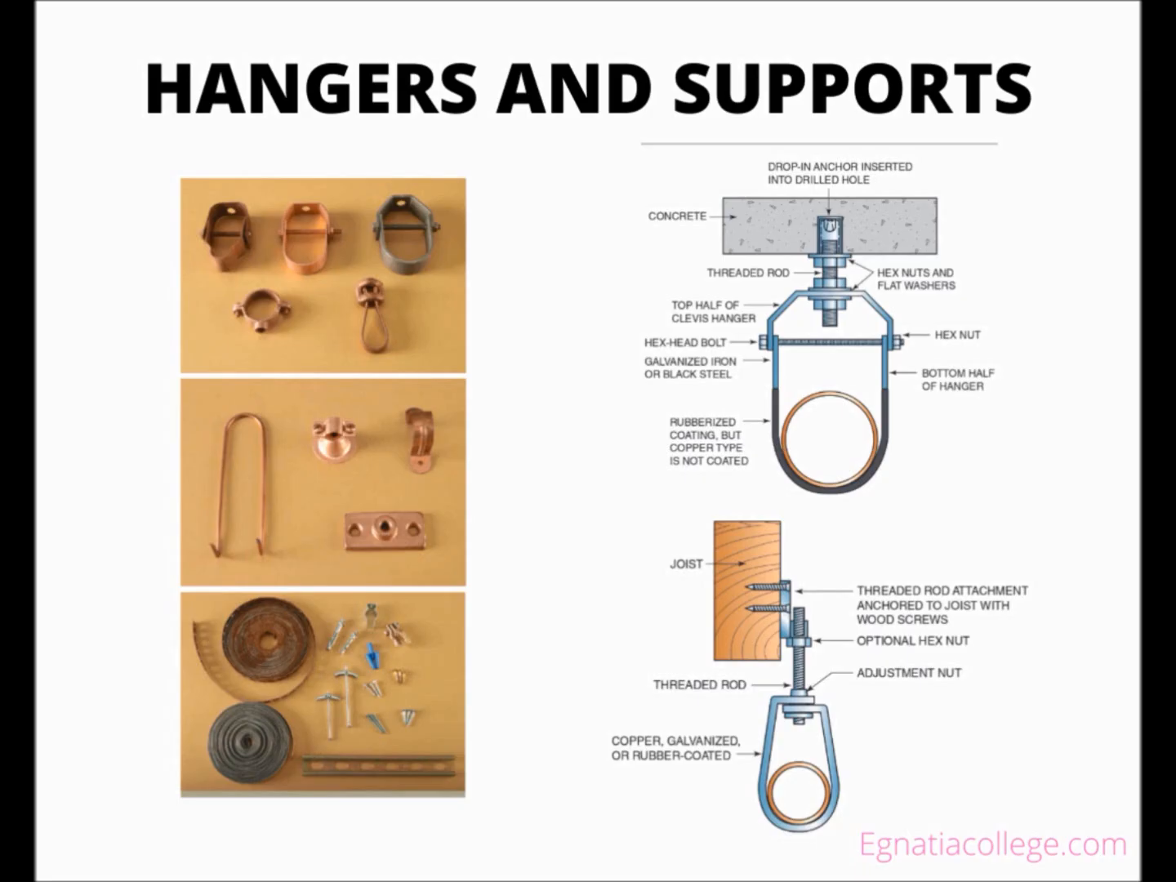Code dictates that copper pipe that is not insulated must be installed with a copper-plated hanger to prevent electrolysis corrosion. Position of the pipe, whether it is horizontal or vertical, is also a deciding factor in the type of hanger selected.